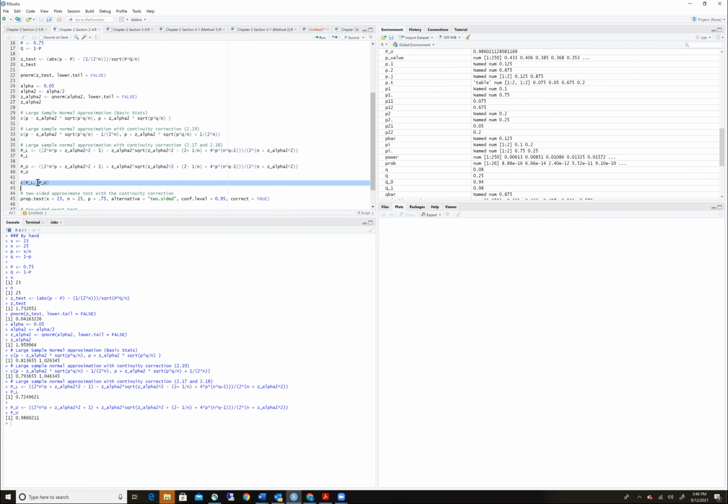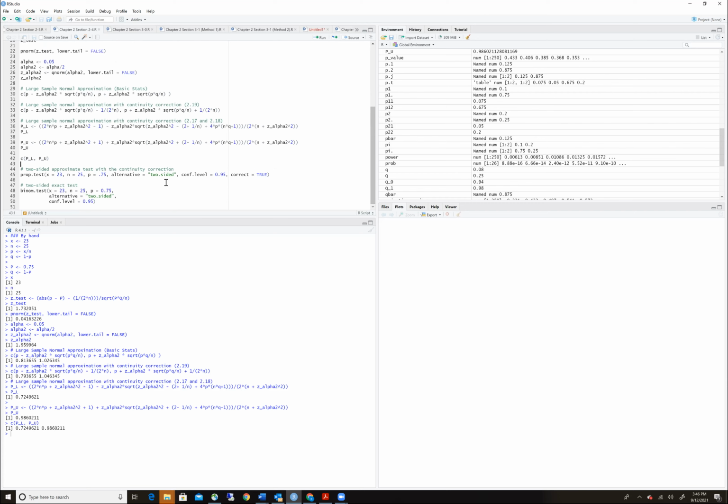Okay, so I get a value of 0.7249, 6 and 0.98602. All right, so there are, of course, easier ways to do this besides hard coding in the formulas that you saw in 2.17, 2.18, and 2.19, which is using a shortcut because someone has built this into R. So I'm going to use the function, excuse me, prop.test. Okay, and I'm also going to use the function binom.test, and we're going to see how those play out comparatively to what we just coded.